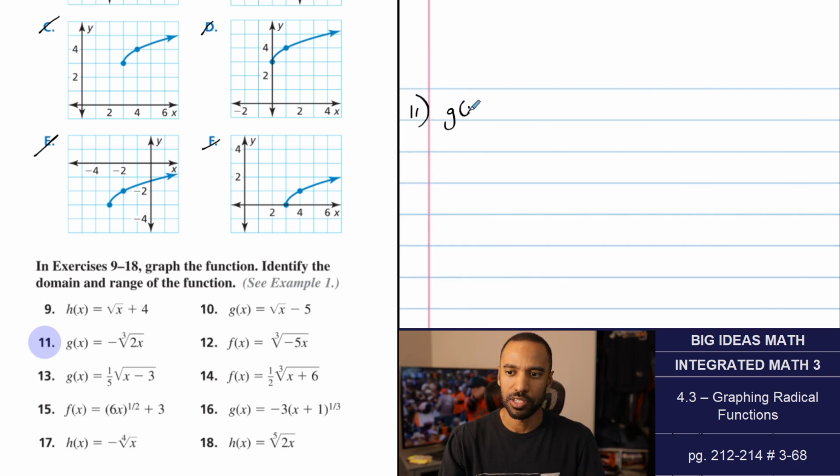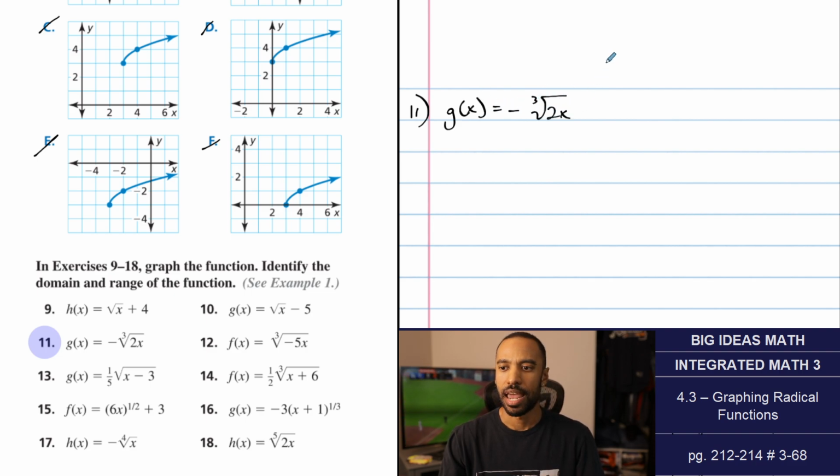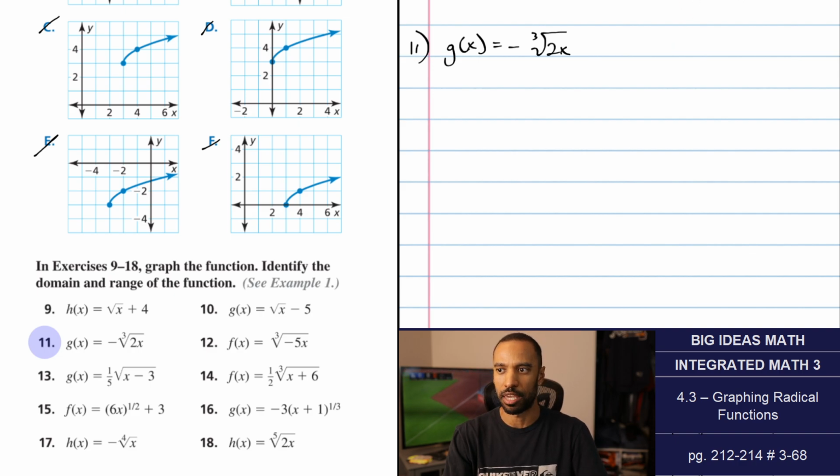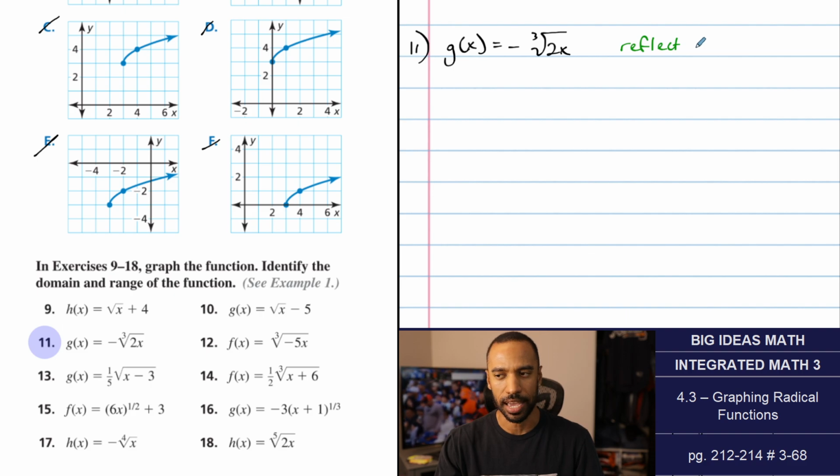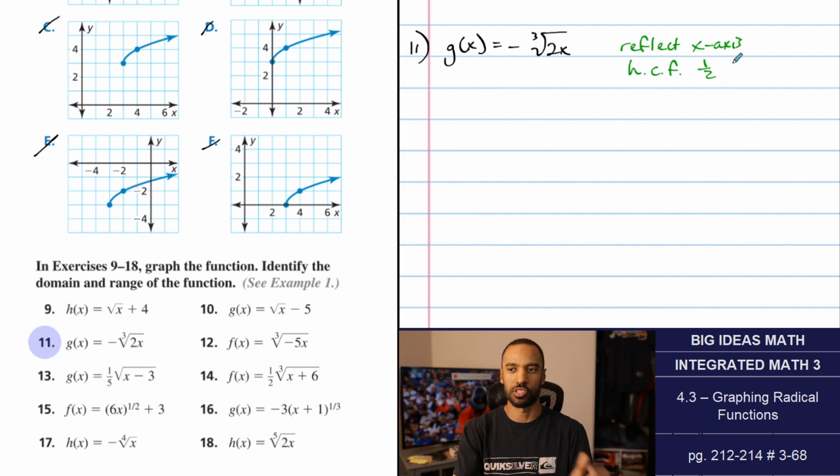We have g of x equals negative cube root of 2x. Now, the changes here that I want to make mention of this time are we are reflecting across the x-axis, and there is a horizontal compression factor of 1/2. Okay, everything is half the size that it was before.